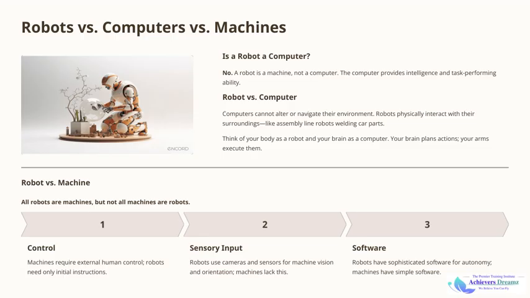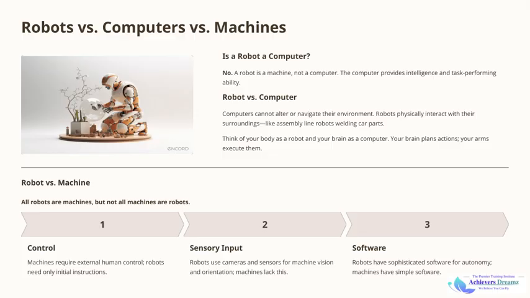First, is a robot just a computer? No, it's not. A robot is a machine, but it's not just a computer. The computer inside a robot gives it intelligence and the ability to perform tasks. Now, when we compare robots to computers, a key point is that computers alone can't change or navigate their environment. They operate based on instructions, but don't physically interact with the world. Robots, on the other hand, do. They physically interact with their surroundings. Think of assembly line robots welding car parts.